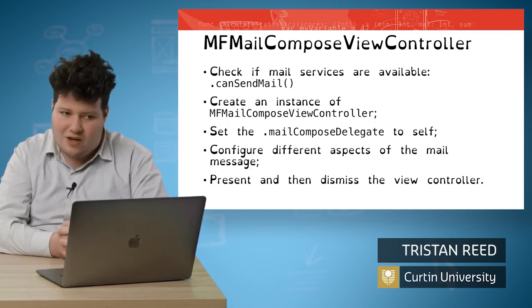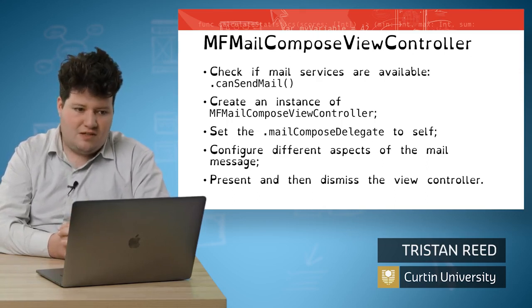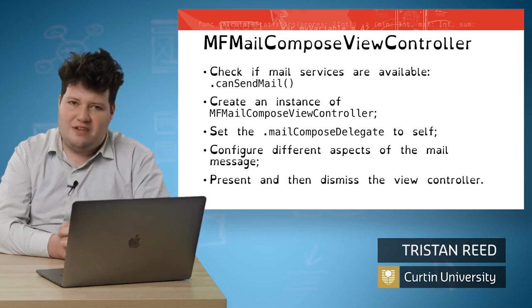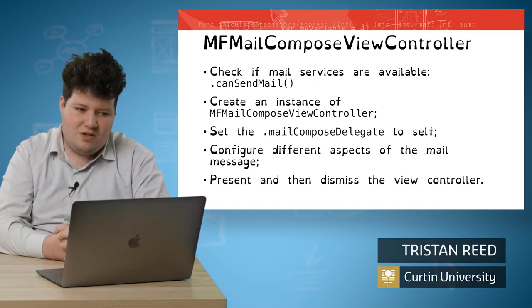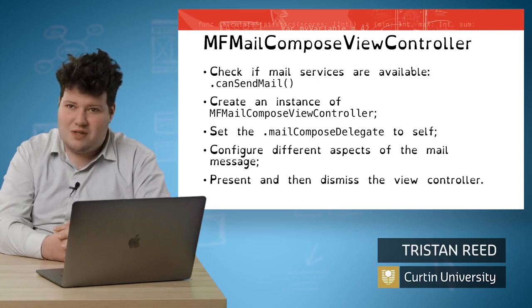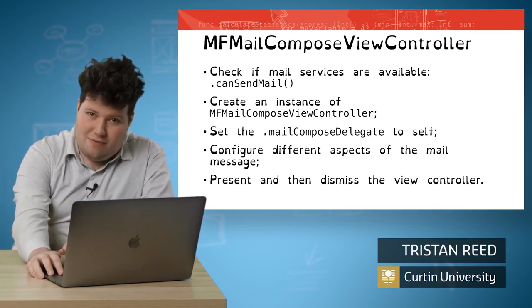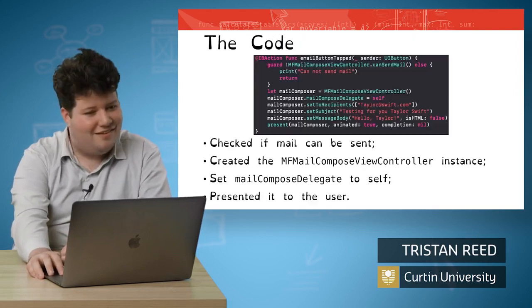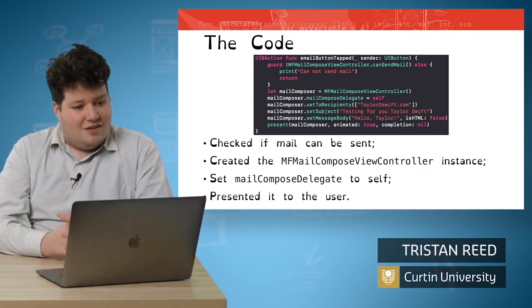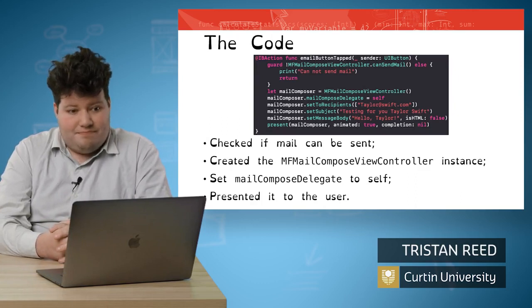Once we've done that, we then go and create our MFMailComposeViewController. Well, we create an instance of it. We then go and set the delegate to self to connect it all up. We then actually go and say, well, what's in the message? We configure all the different aspects of the mail message. And then, of course, as we always do with these things, we present it, and then once we're done, we dismiss it. So let's go and take a look at the code to do that. From what I've just said, it probably sounds like a fair bit of code, and you'd be right. So again, we've connected it to a UI button, and we've got our IBAction function here.